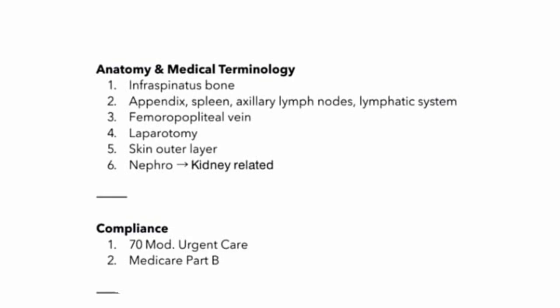Let us move on to the compliance and regulatory session. In compliance, the first question is about the 70 modifier, urgent care modifier. The second question is Medicare Part B. So you have to study all parts: Part A, Part B, Part C, Part D Medicare. What are the rules, and what are the basic definitions of Medicare Part A, Part B, Part C, Part D. In the June month question paper, in the compliance section, the second question is about Medicare Part B.